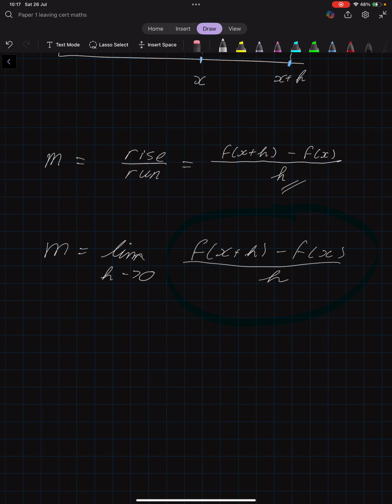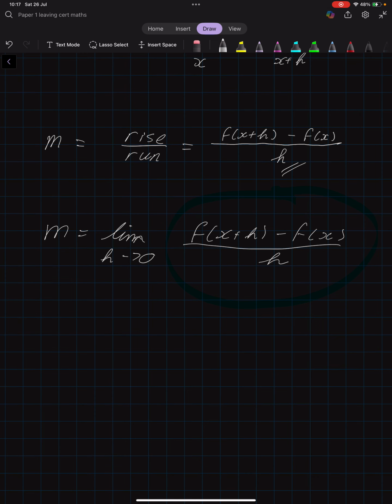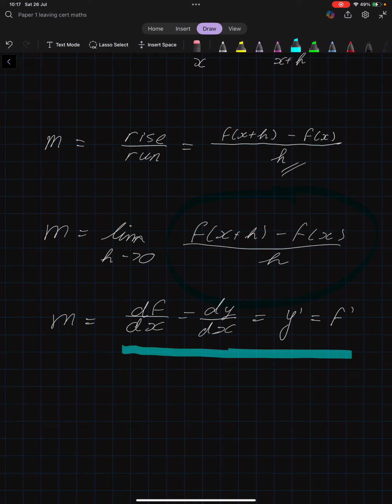Another thing that I want to say is that the slope, m, we always write as df/dx, dy/dx, y prime or f prime, okay? So this is just notation. Okay, so that's all. Typically, it'll be this one that you're showing.